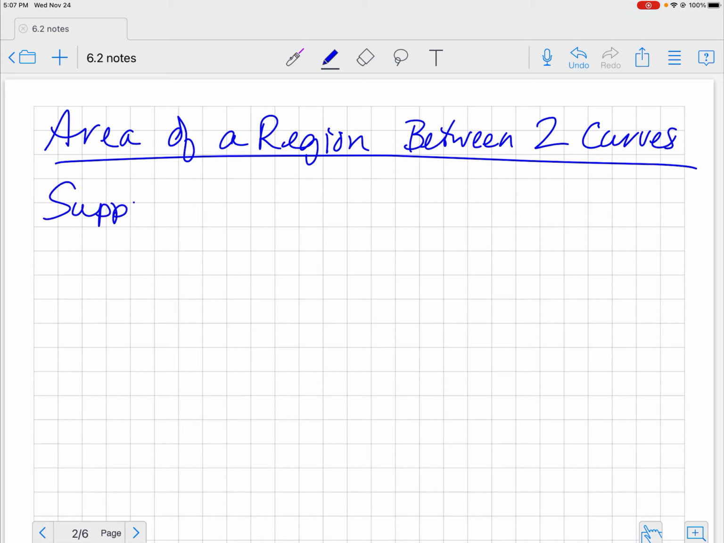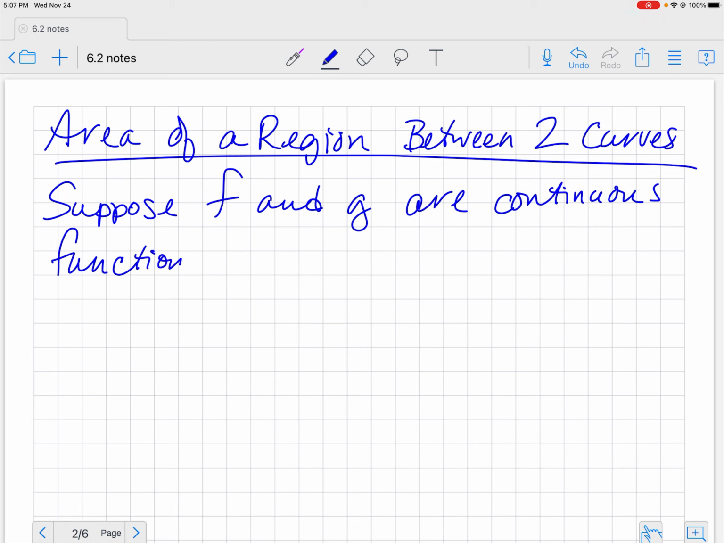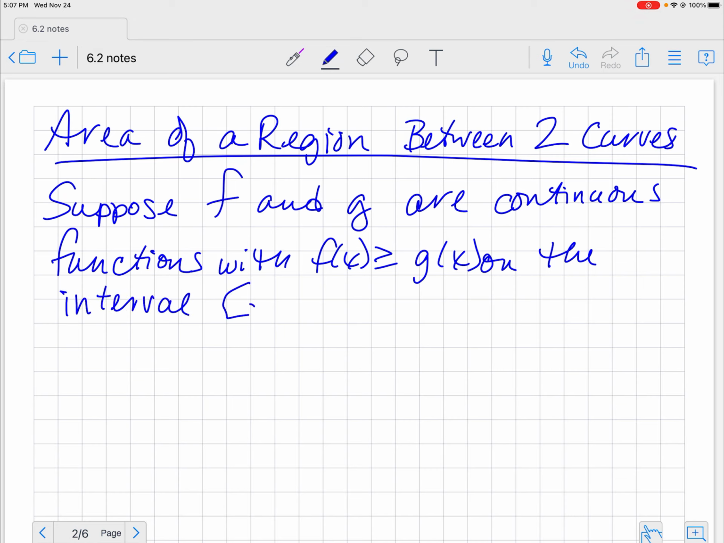Suppose f and g are continuous functions with f of x greater than or equal to g of x on the interval from a to b inclusive. Notice this is a terrible bracket. I'm going to try that again. So a and b are included in this, okay?